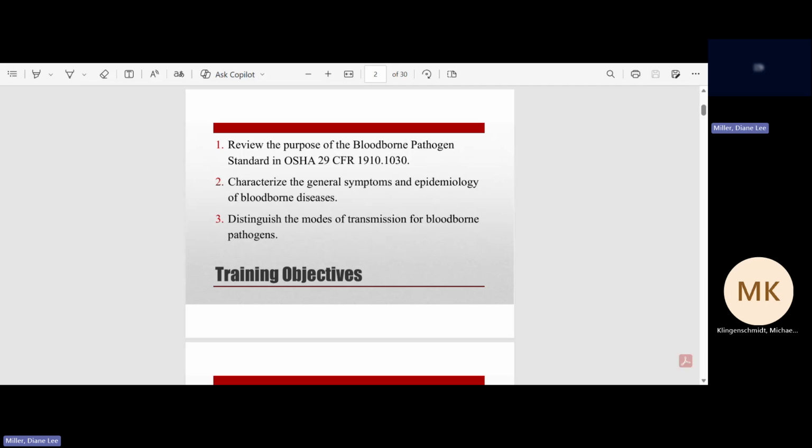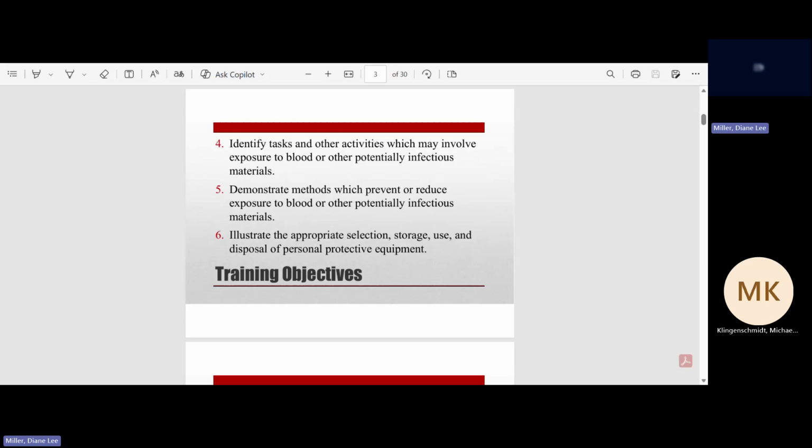Our training objectives for today will include reviewing the purpose of the bloodborne pathogen standard in OSHA 29 CFR 1910.1030. We will also be characterizing the symptoms and epidemiology of various bloodborne diseases, distinguishing the modes of transmission for bloodborne pathogens, identifying tasks and other activities which may involve exposure to blood or other potentially infectious materials. We will demonstrate methods which prevent or reduce exposure to blood or other potentially infectious materials and illustrate the appropriate selection, storage, use, and disposal of personal protective equipment or PPE.